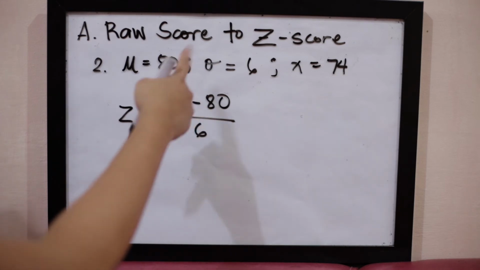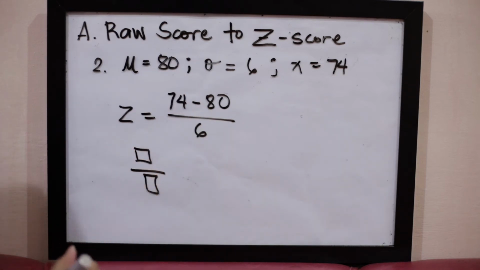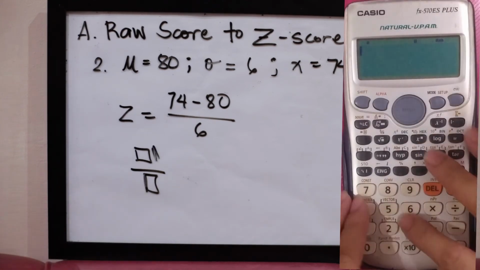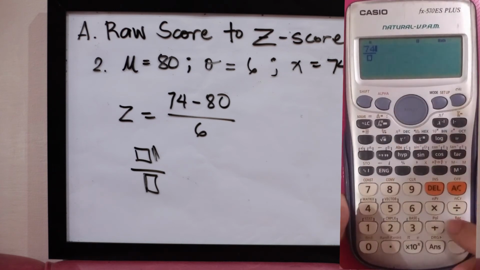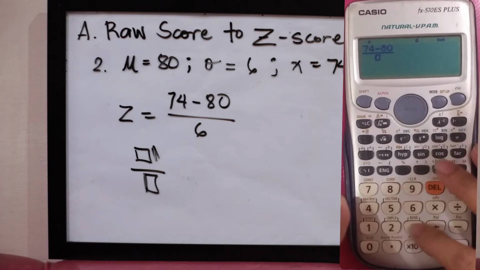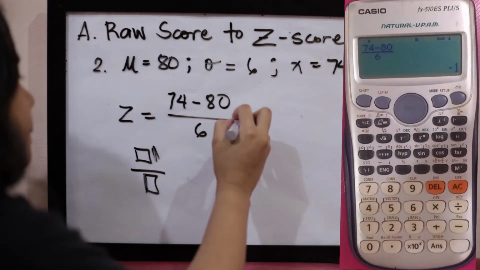So, para magkaroon ng fraction bar, all you have to do is press this function first, displaying this kind of picture, and type it down. We will have 74 minus 80 all over 6. The answer is negative 1.